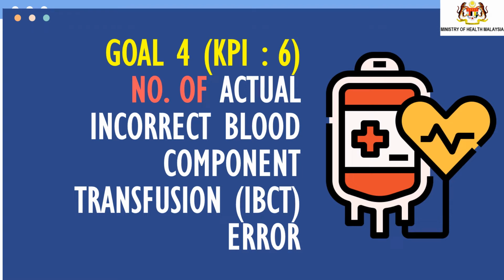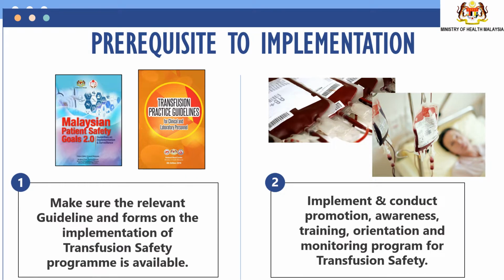Next, I'll be presenting on goal number 4, KPI 6, number of actual incorrect blood component transfusion (IBCT) error. Prerequisite of implementation. First, you need to make sure the relevant guideline and forms on the implementation of transfusion safety program is available, and you need to implement and conduct promotion, awareness, training, orientation, and monitoring program for transfusion safety.